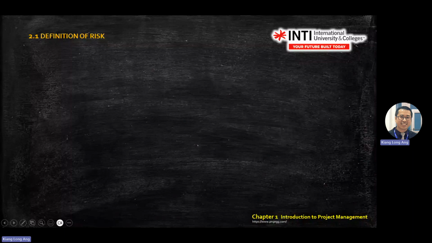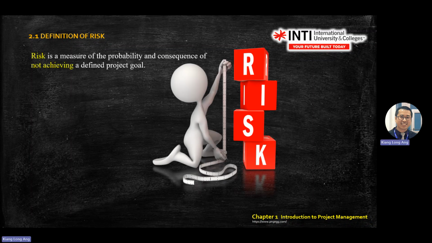Okay, now we do a definition of risk. Today we have lots of theory part. So today we look at risk. As a project manager, what do we mean by risk to the project? It means as long as you're not achieving the customer's goal, you are at risk. Your objective is to make the customer happy.